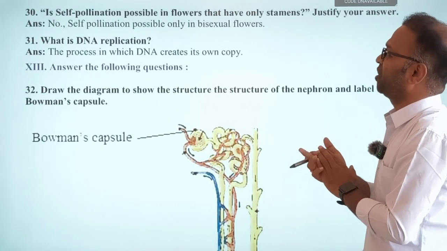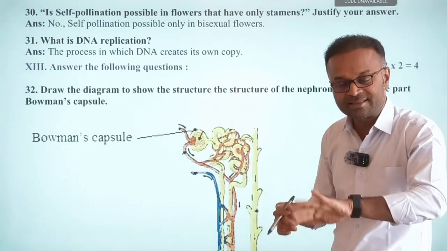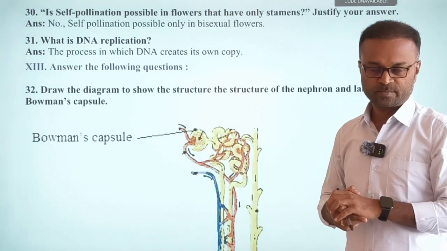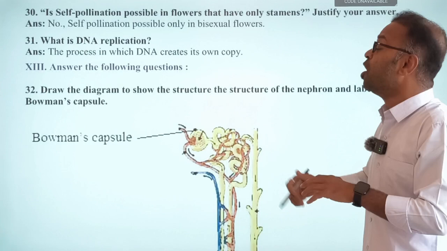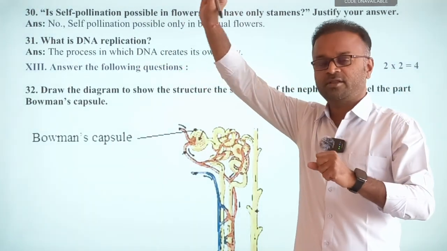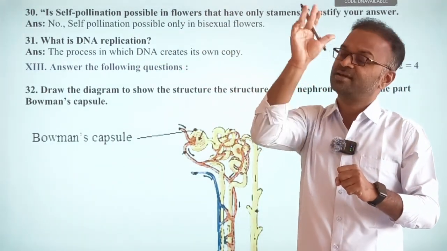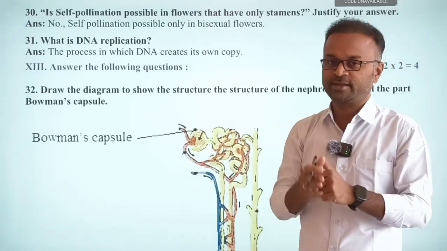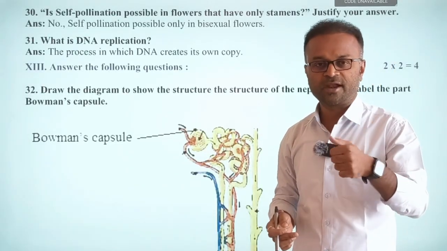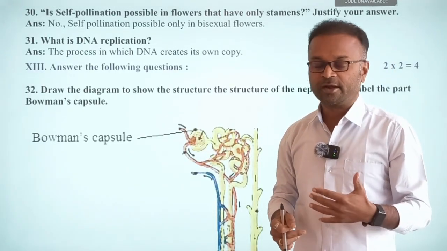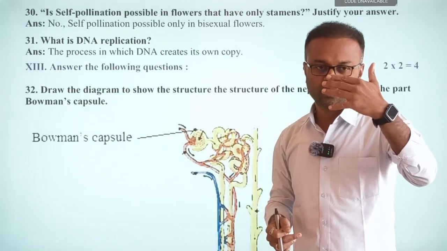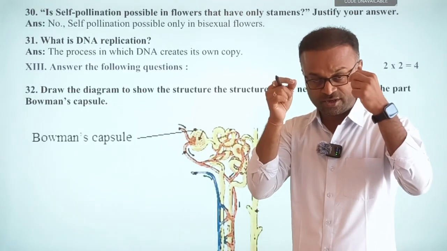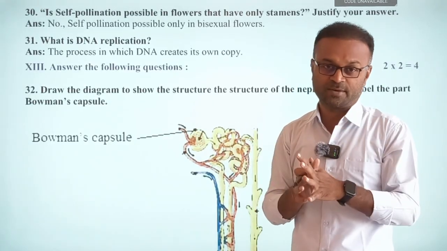What is DNA replication? The process in which the DNA creates its own copy is called DNA replication. On the DNA concept, every year in the board exam, they will come up with one such question, and most students will fail to write that answer. So that's the heredity and reproduction chapter. Whatever DNA related information they give in the textbook, try to read each and every line and try to understand, because we don't know.